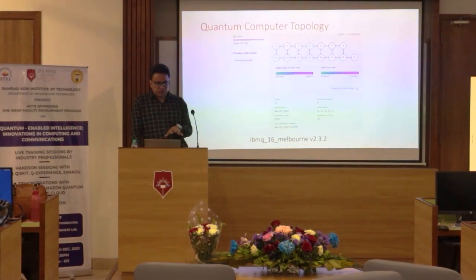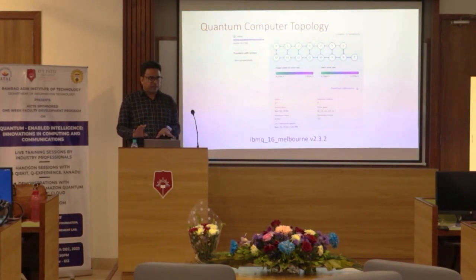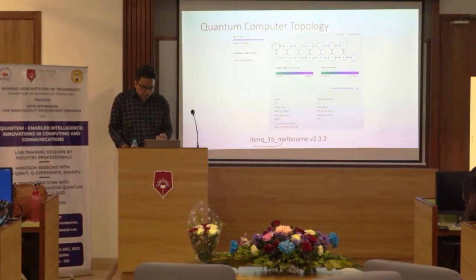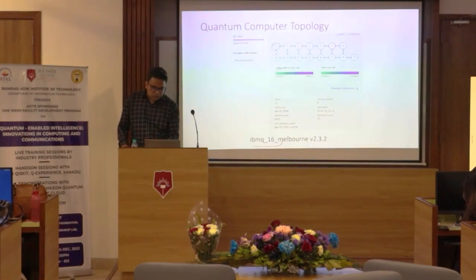So this quantum computer is a real thing. It's available there. It's not a theoretical concept. It's available physically. One of them is this IBM Q16 Melbourne quantum computer, which is available. The circles are the qubits basically. So there are 15 qubits. And if you see here, single qubit error rate, CNOT error rate. So this quantum computer has 16 qubits, and these gates have certain errors.